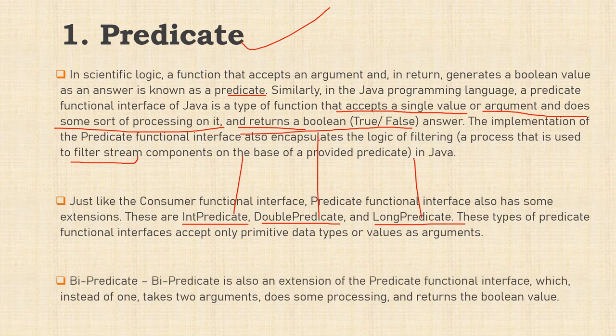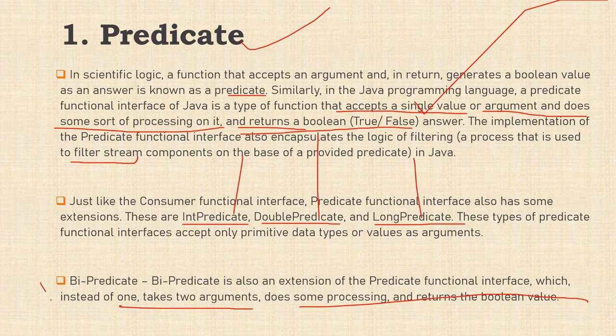BiPredicate is also an extension of the Predicate functional interface, which instead of taking one argument takes two arguments, does some processing, and returns a boolean value. Here we explain Predicate: it takes one value as a parameter, as an argument, and returns true or false. That means it returns a boolean value.